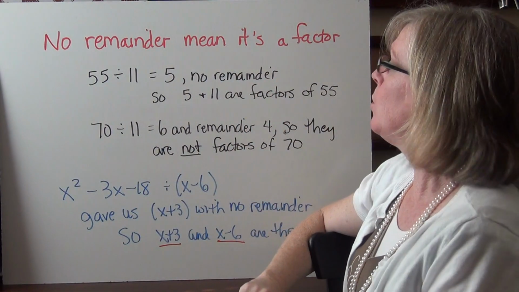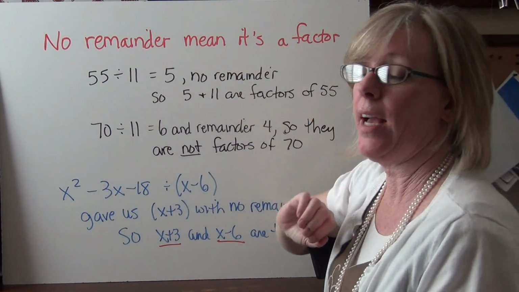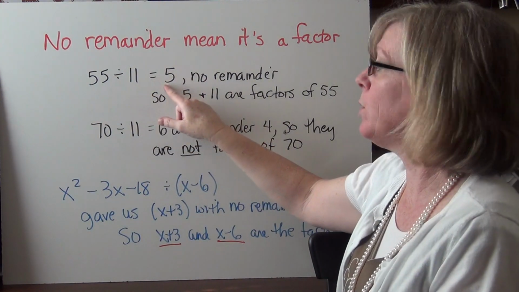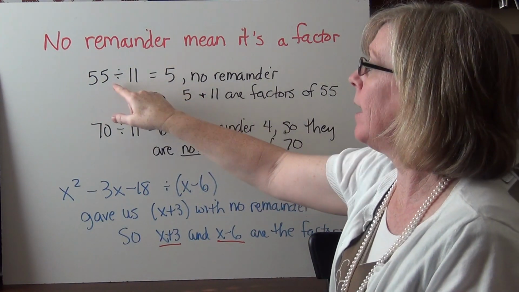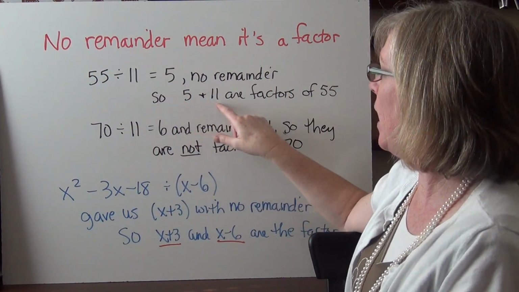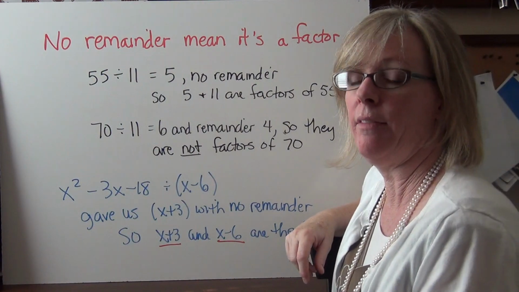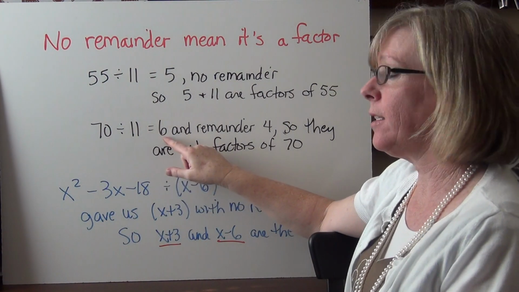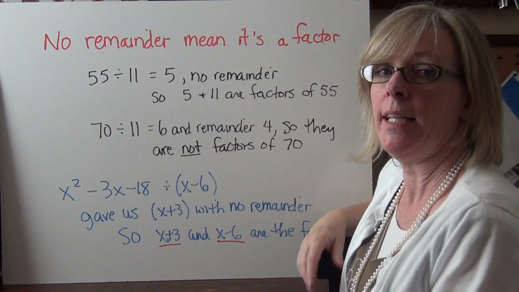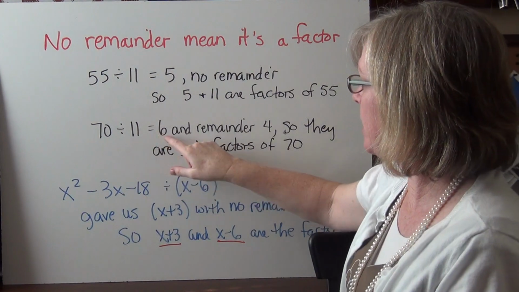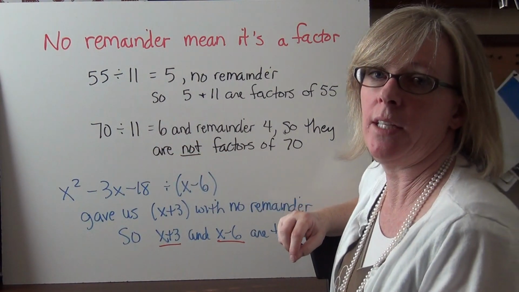Once again, for your notes, no remainder means it is a factor. For instance, if we had 55 divided by 11, it equals 5. 5 times 11 equals 55. There's no remainder. There's no leftover numbers. So we know that 5 and 11 are factors of 55. But if I took 70 divided by 11, I would get 6 with a remainder of 4. It doesn't go in evenly. Therefore, 11 and 6 are not factors of 70.